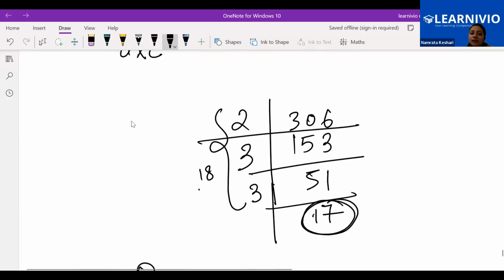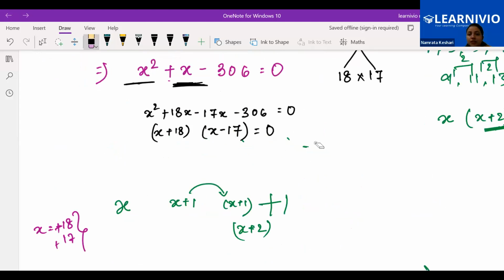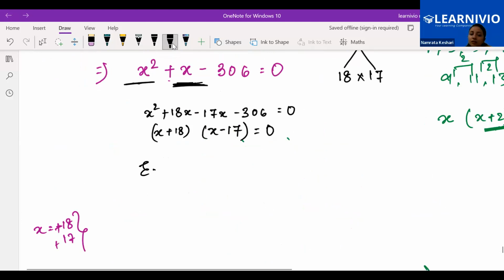That's why when we get such factors, x plus 18 and x minus 17 is equal to 0, we write that either the first factor, x plus 18, is 0 or x minus 17 is 0.